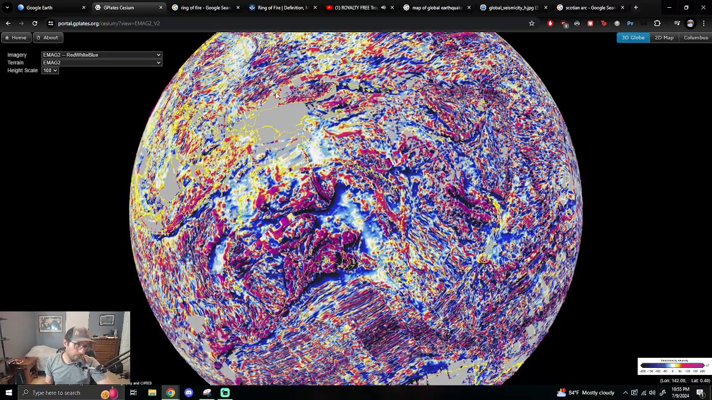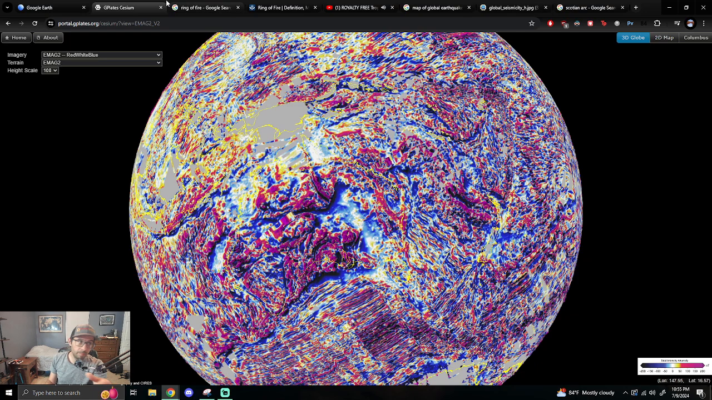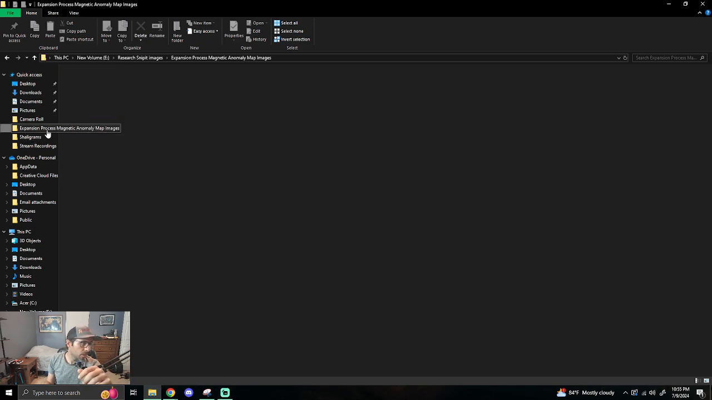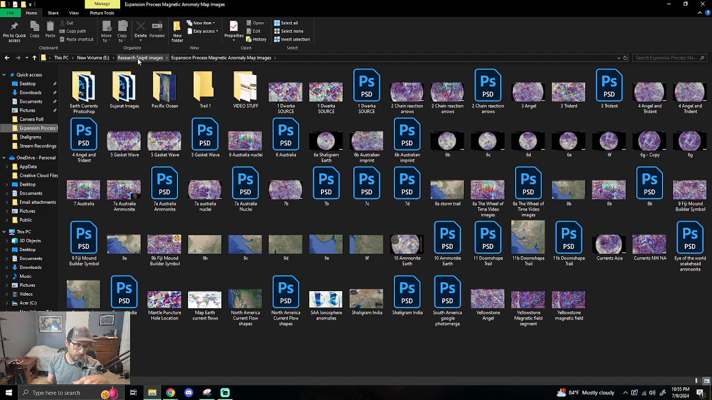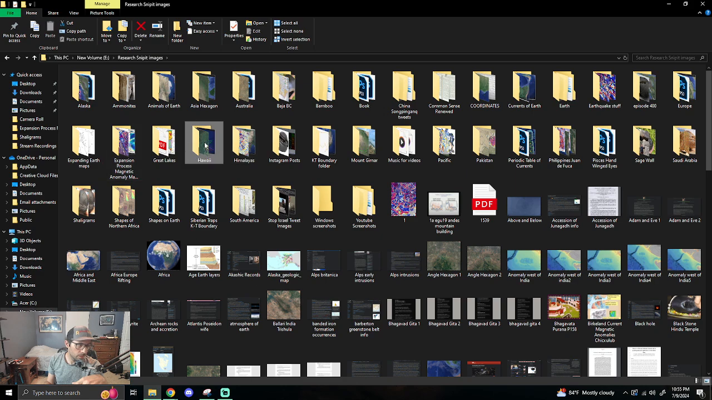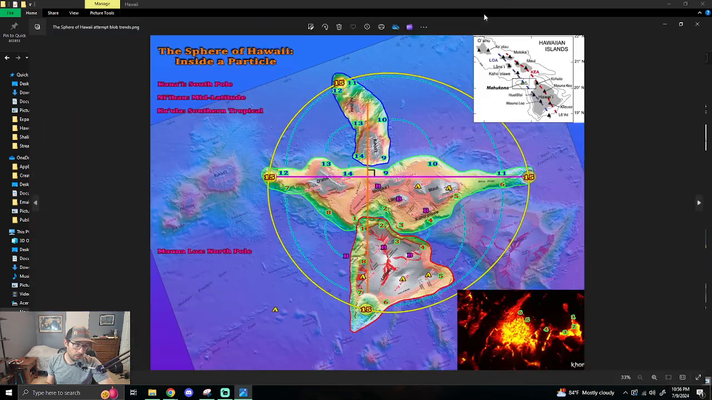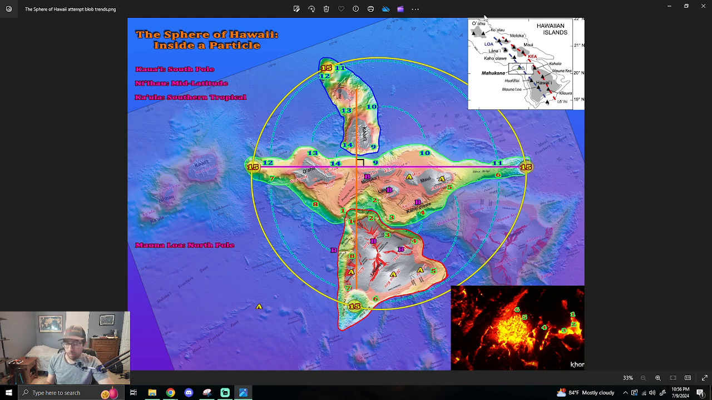So the point is, Hawaii, let's see. Hawaii was once a sphere, and we're gonna talk about its relationship to the Ring of Fire. Can you guess yet? You know, like where that trench is.